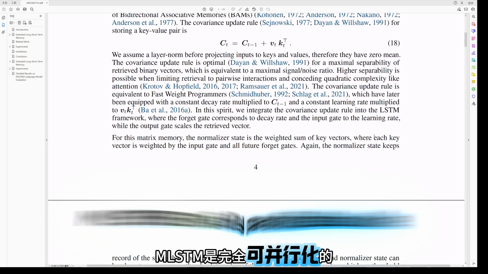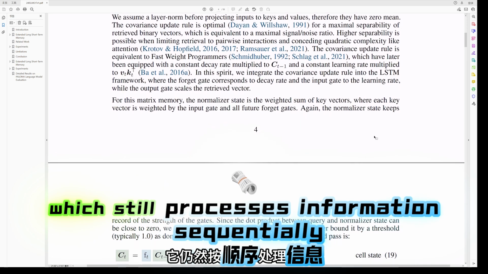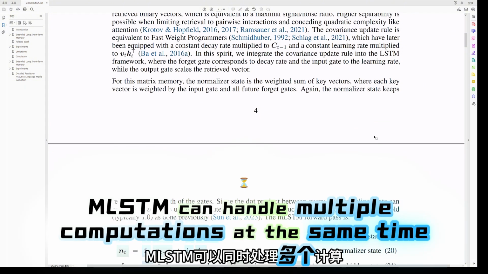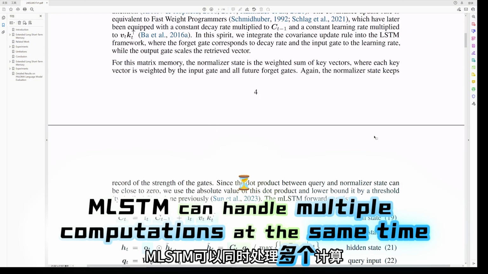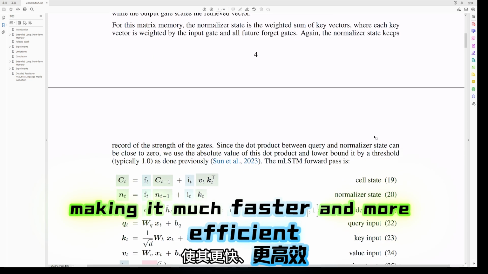And another key difference, mLSTM is fully parallelizable. Unlike sLSTM, which still processes information sequentially, mLSTM can handle multiple computations at the same time. So mLSTM embraces multitasking, making it much faster and more efficient.